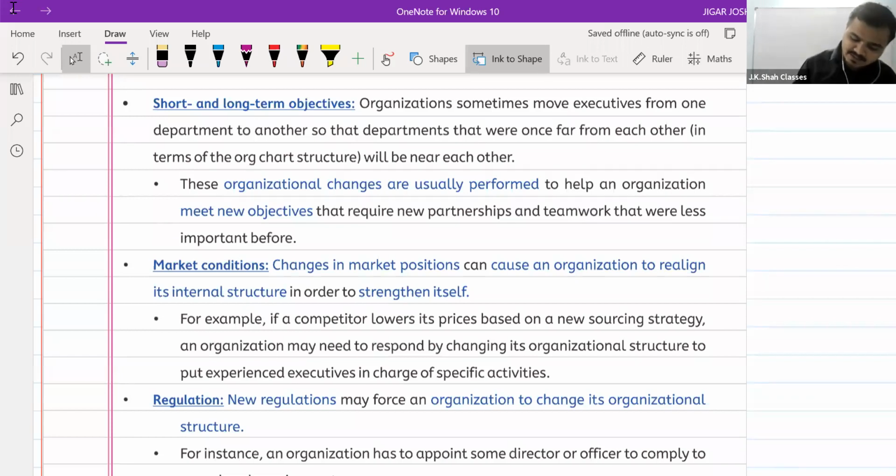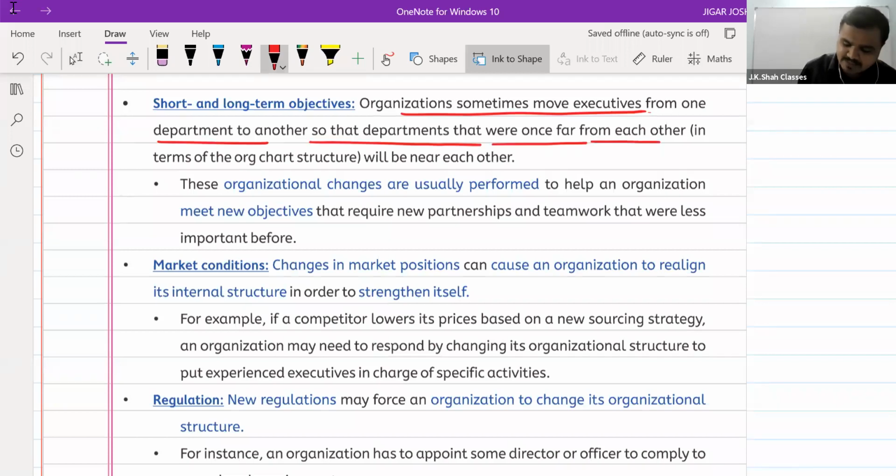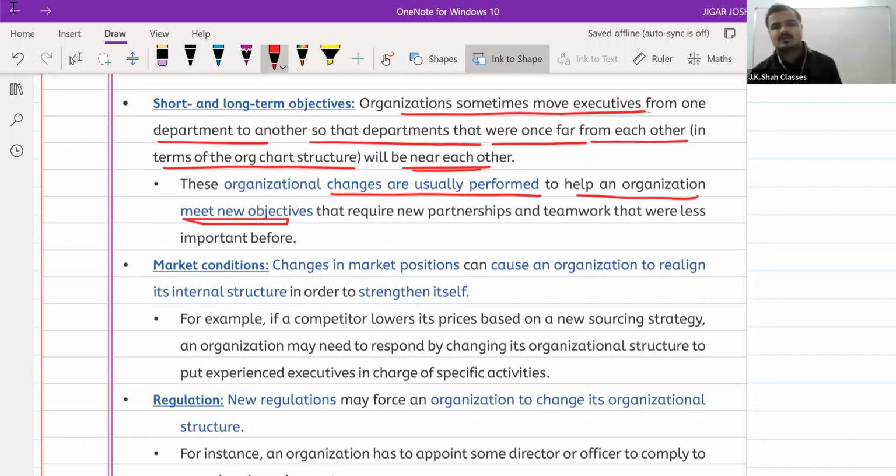This is the first one. Organizations sometimes move executives from one department to another so that departments that were far from each other in terms of organizational structure will be near to each other. Organizational changes are usually performed to help an organization meet new objectives. Second most important reason which makes changes is the market condition.